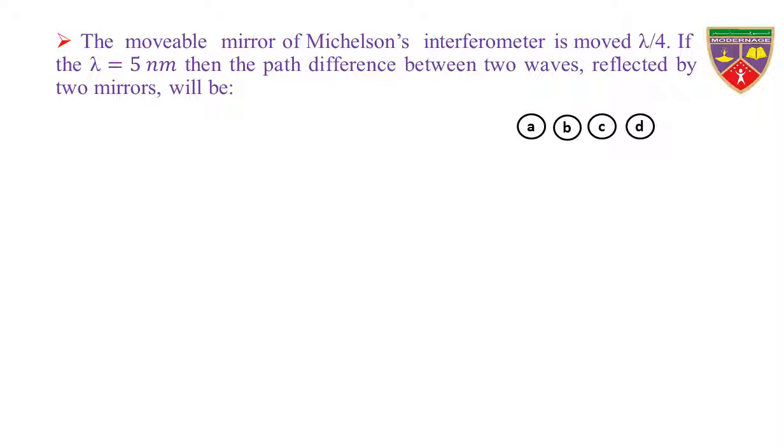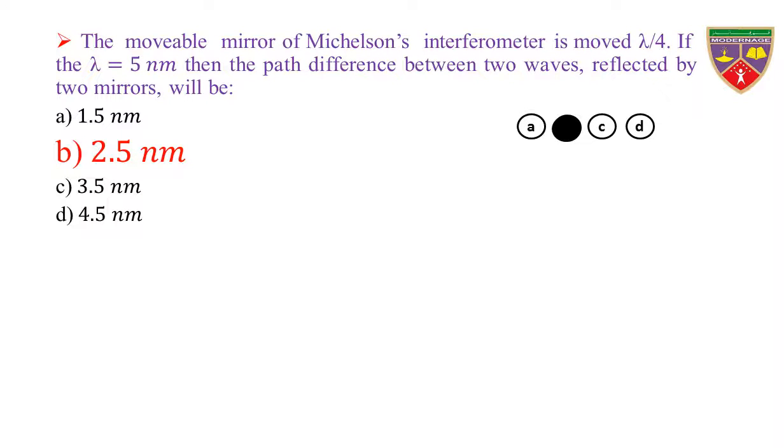The movable mirror of Michelson interferometer is moved lambda by 4. If lambda is equal to 5 nanometer, then the path difference between two waves reflected by two mirrors will be: option A, 1.5 nanometer; option B, 2.5 nanometer; option C, 3.5 nanometer; option D, 4.5 nanometer. The key is 2.5 nanometer. Therefore, the correct option is B.